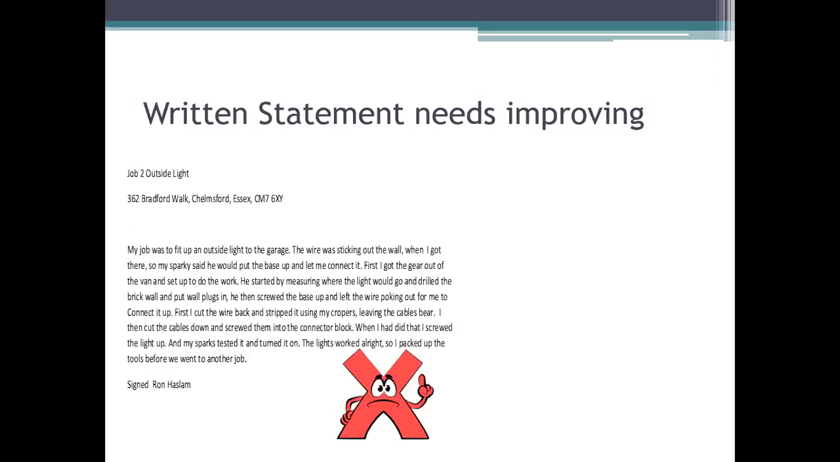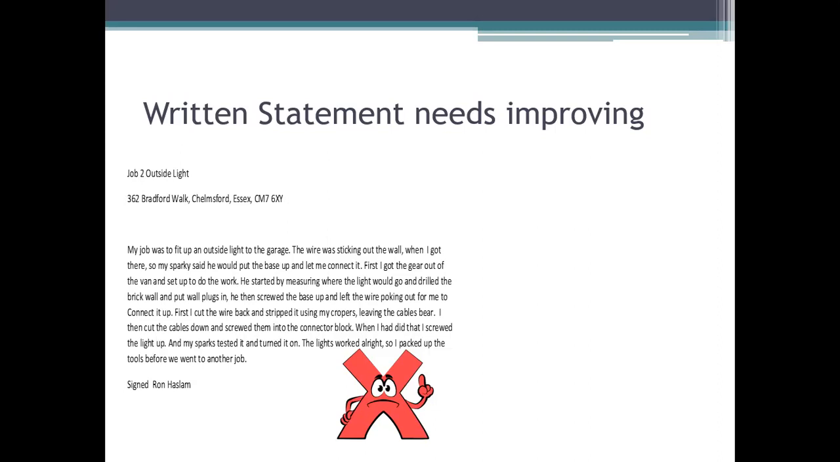and we bring it all together. Sorry, I'm just going to talk about this statement here, and this is similar to what we get quite often, but it's not really providing much in the way of evidence. So again, it's got job 2, and it's got outside light as its brief description of the job. It's got an address, 362 Bradford Walk, Chelmsford. There's no date to it, so we don't know when this job was done, so we can't really say whether this job is current.